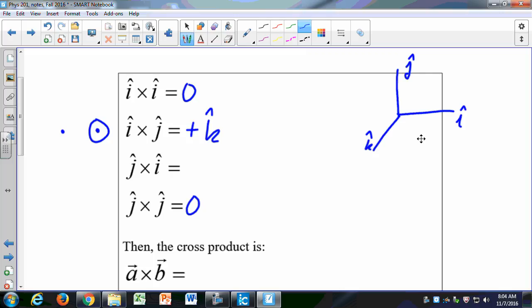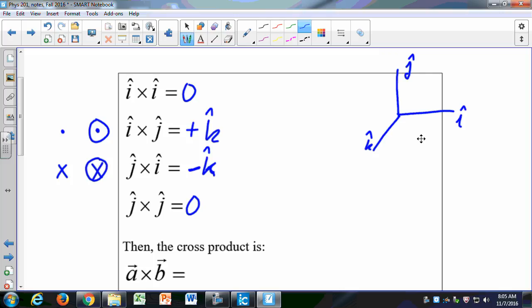If I do I cross J, it's like that. If I do J cross I, it's like that. You see that? All right. So J cross I is equal to negative K. And the symbol for that looks like this, or sometimes it's just an X, in the negative K direction. We've seen that before, and we'll use it more next semester, but we'll see it here now.